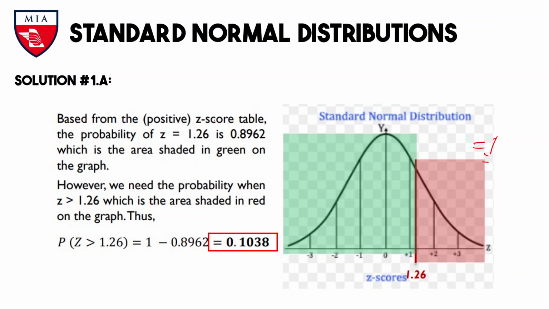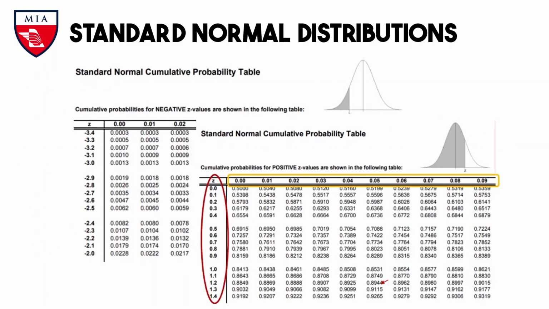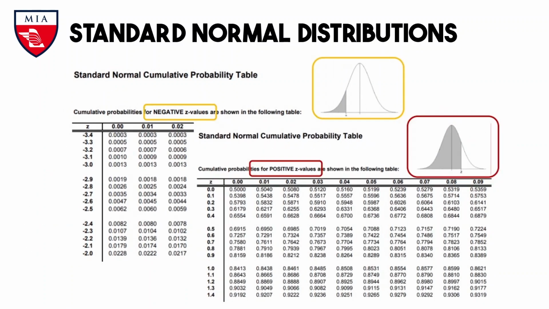So, we have a given of 1.26. Remember this. We will go back to the Z-score table. Based on the table, look for the value of 1.26. So, let's look at the table closely.